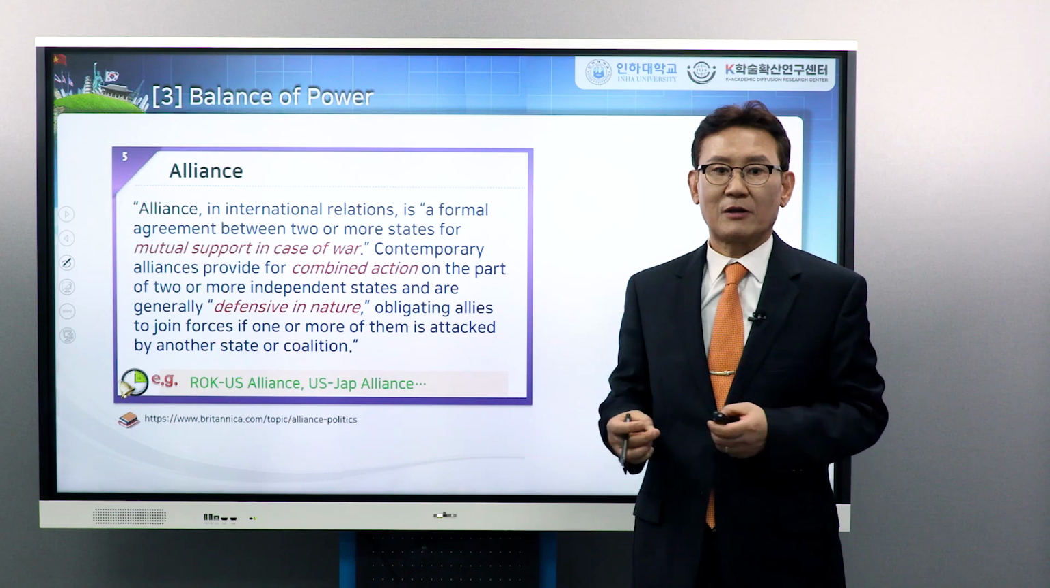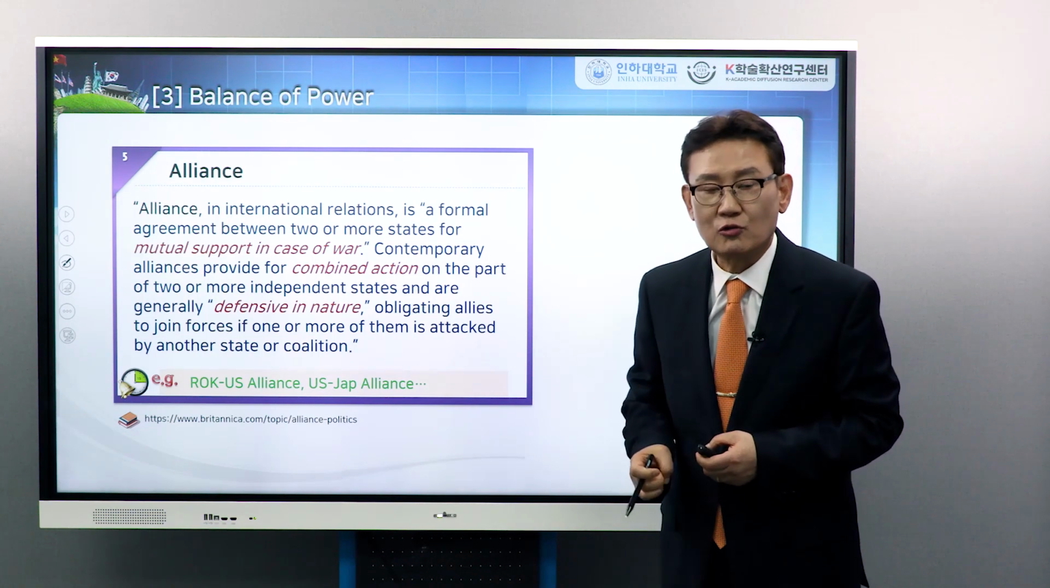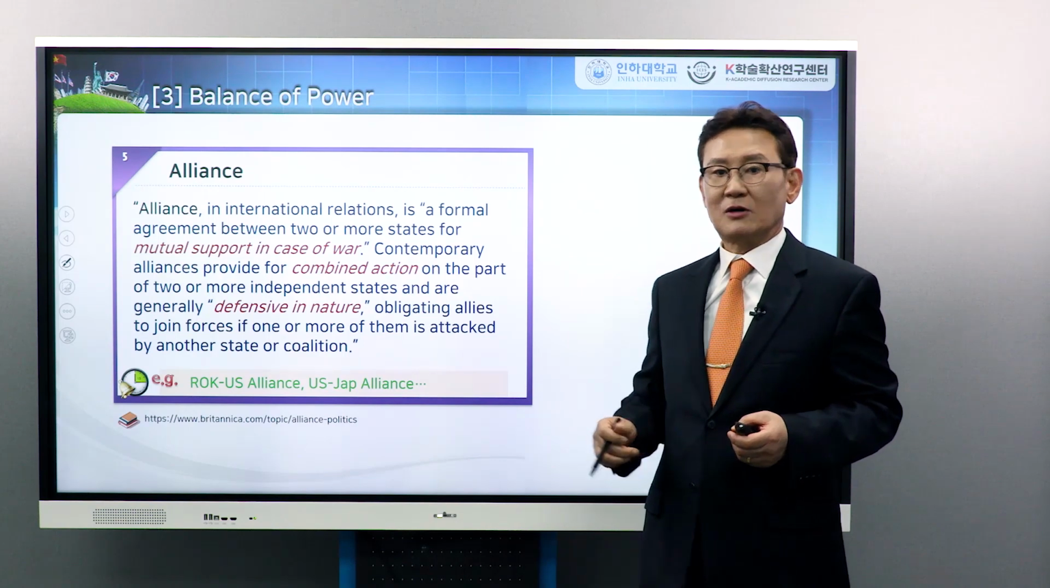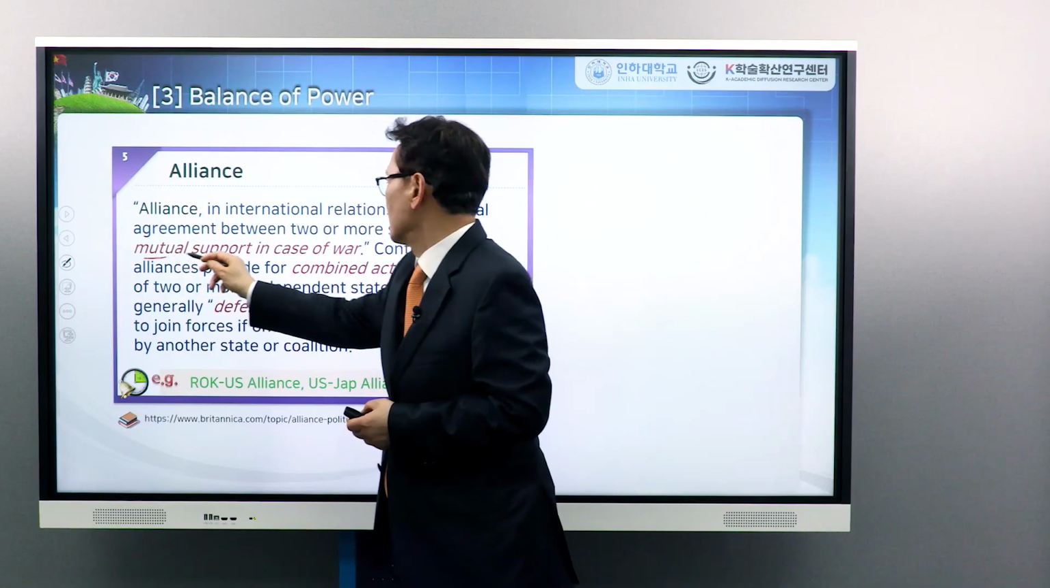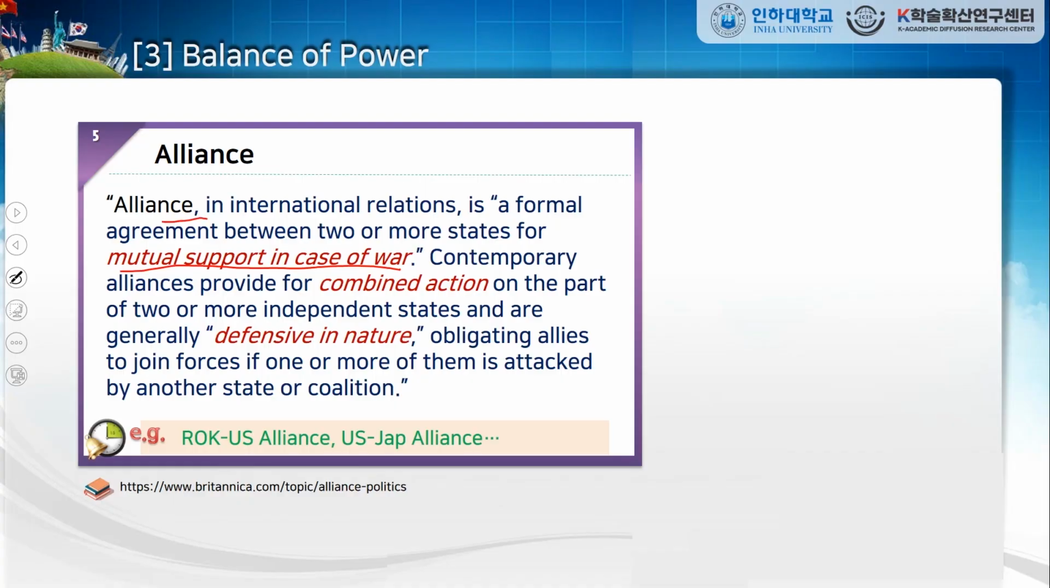Alliance is an effective tool to make a balance of power. An alliance is a formal agreement between two or more states for mutual support in case of war. Between two or more states, countries, for mutual support in case of war. Contemporary alliances provide for combined action on the part of two or more independent states. And generally, contemporary alliances are defensive in nature. These days, countries do not make an alliance for attack.